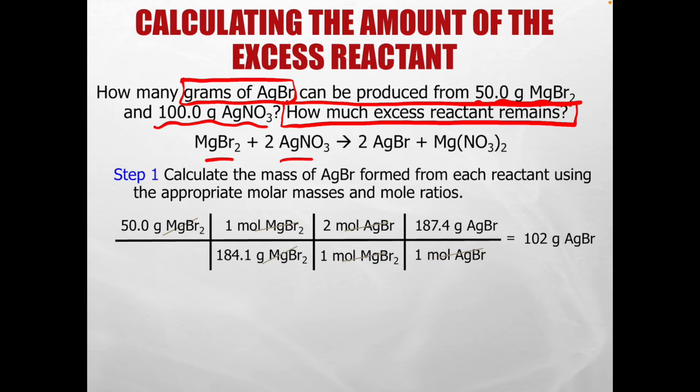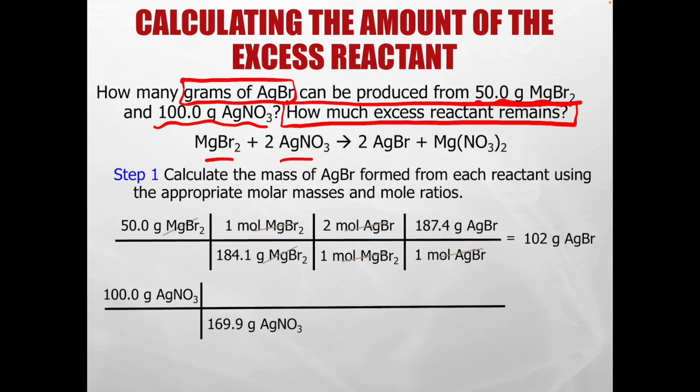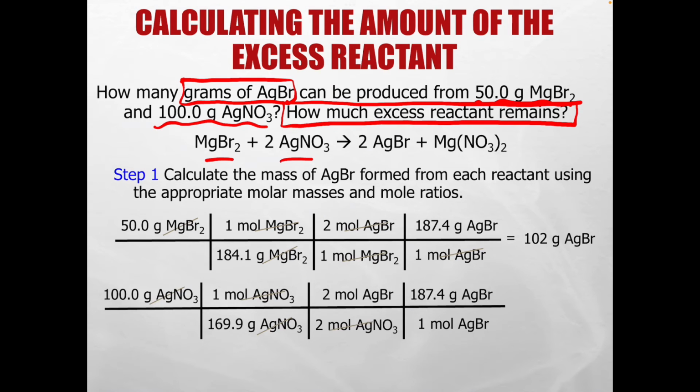Now we're going to do the exact same calculation, but we're going to start with silver nitrate instead of magnesium bromide. So we'll start with our 100 grams of silver nitrate, and we'll use the molar mass to turn grams of silver nitrate into moles of silver nitrate. Once we're in moles, now we can use the mole ratio to turn moles of silver nitrate into moles of silver bromide. So if you look at our balanced chemical equation, for every 2 moles of silver nitrate, we're going to get 2 moles of silver bromide. And then once we have moles of silver bromide, we can use the molar mass to convert moles into grams. Then we'll multiply everything out and get our answer.